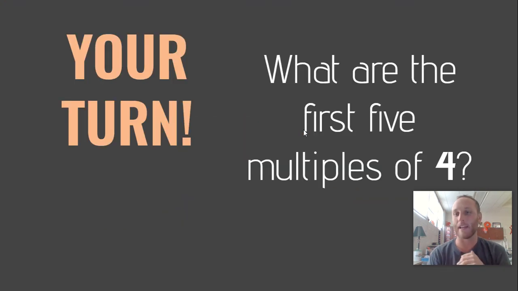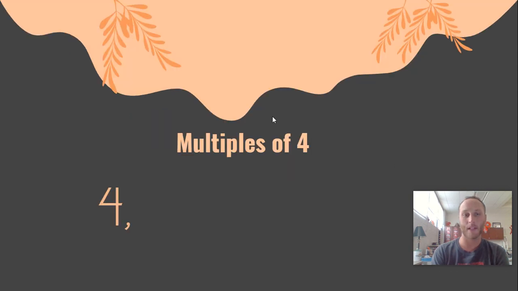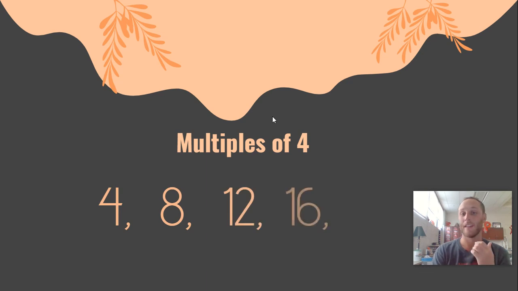What about the first 5 multiples of 4? So again, start with 4, and then skip count. 4 times 1, 4 times 2, 4 times 3, 4 times 4, 4 times 5. All right, if we start with 4, the next multiple will be 8, then 12, then 16, then 20, and it keeps going on and on and on.